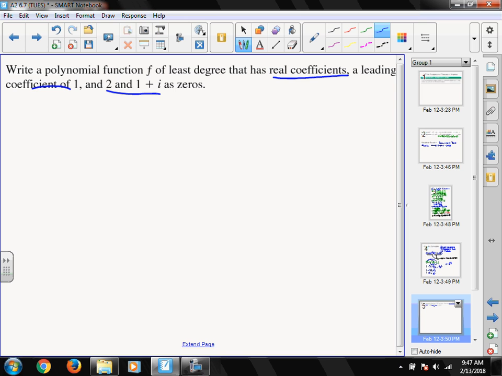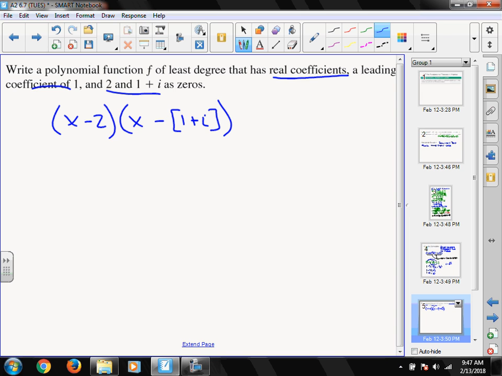So how would I write it in my parentheses if I have a solution of 2? If I were going to factor it, you found 2 as one of your numbers up in the box. How would I write that? x minus 2. Okay? We're going to do the same thing with our 1 plus i, that complex solution: x minus the entire thing of 1 plus i.